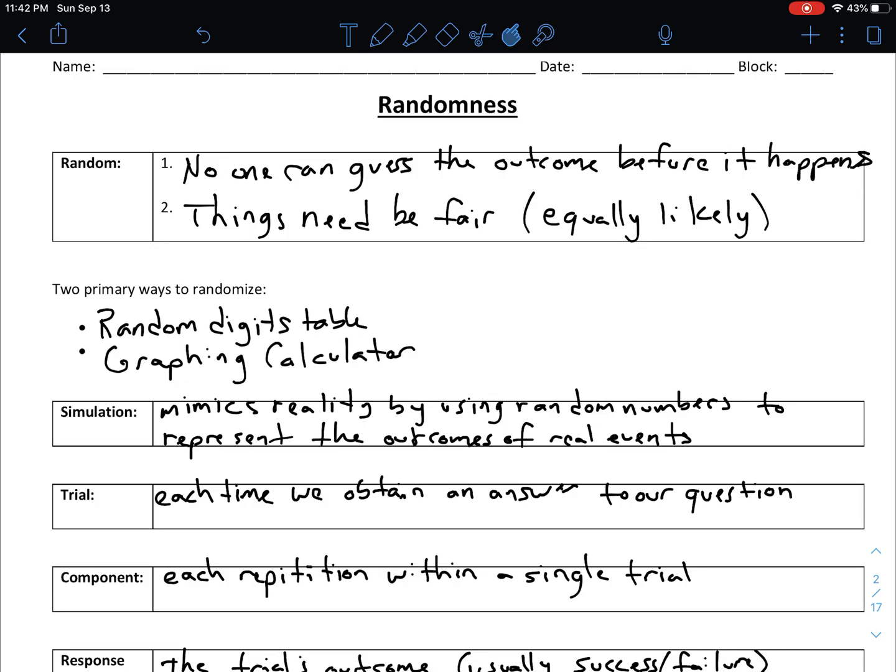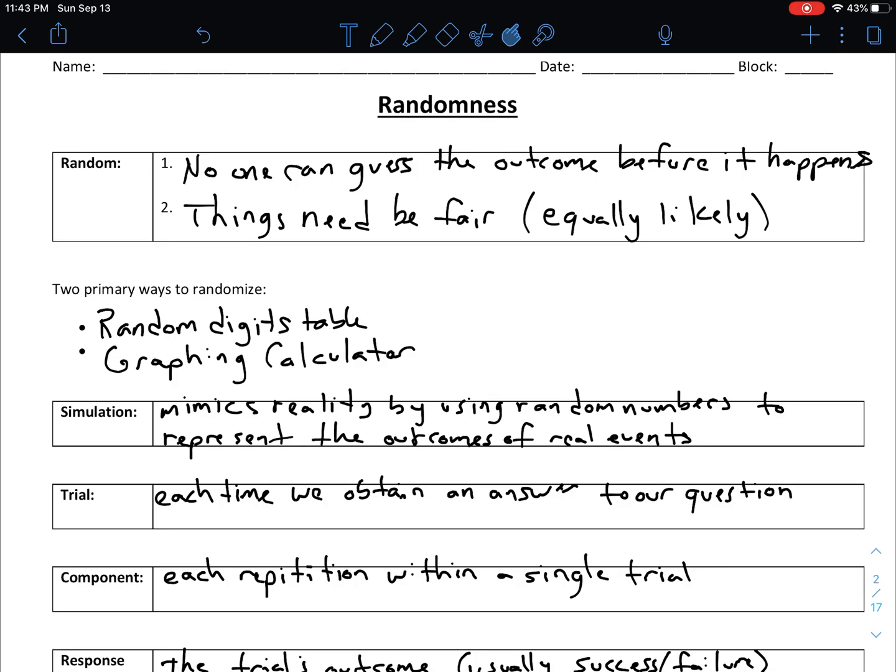For example, when rolling a dice, you've got six sides of the dice. You need for those six sides to show up roughly the same number of times. Or flipping a coin. When you flip a coin, you would expect to get about the same number of heads as you would tails if you were to flip a coin for a large number of trials.